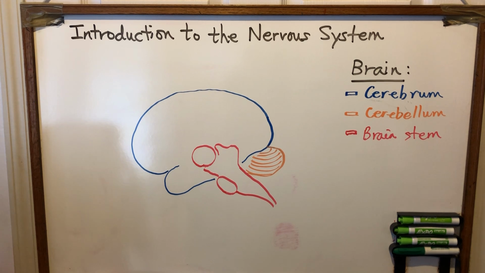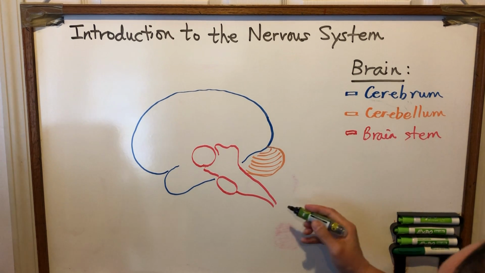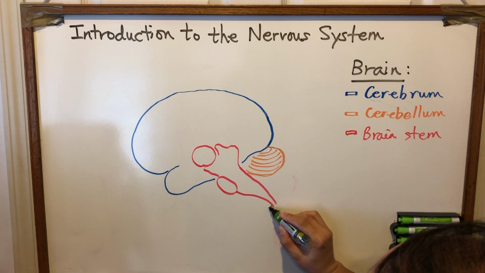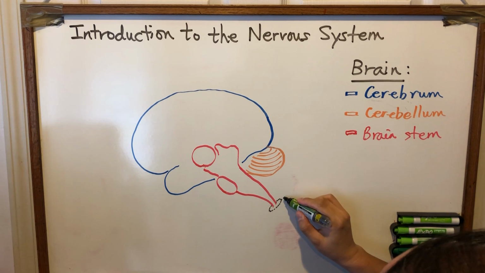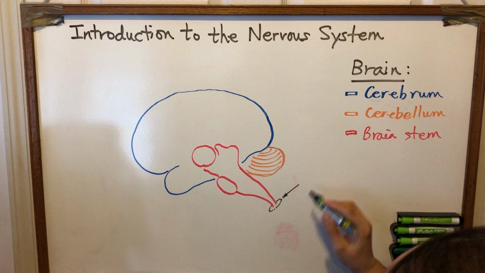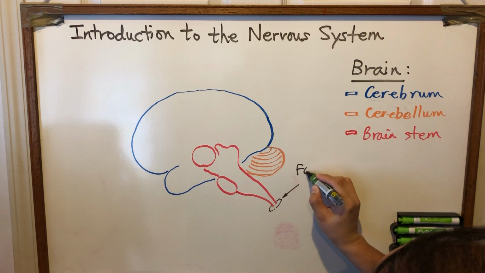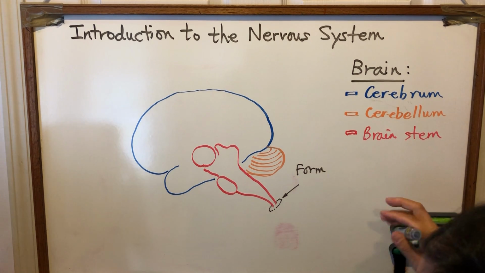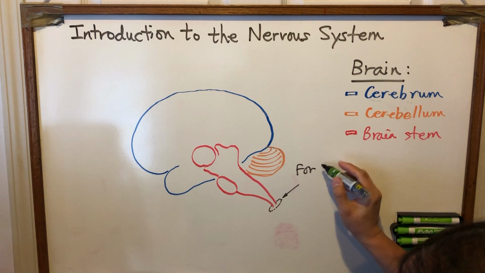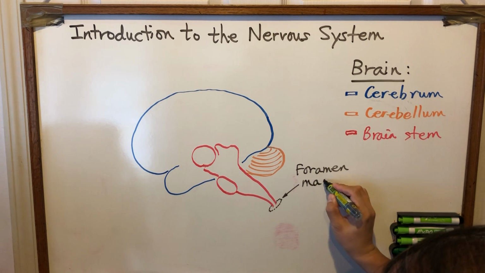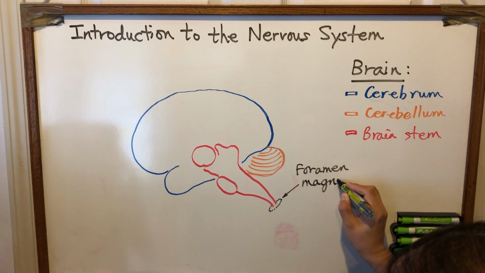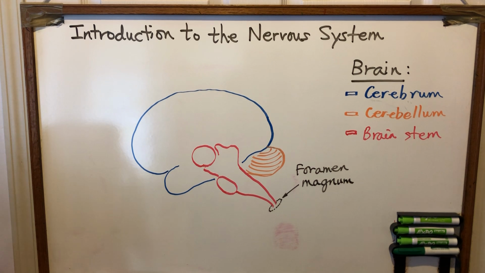And this brainstem will actually protrude at this opening here. If you remember from the skeletal system, when we learn about the human skull, there's a large opening at the base of the skull called the foramen magnum. And this brainstem will actually pass through the foramen magnum. The word foramen means an opening, magnum means large. And once you pass through that opening, it's no longer the brainstem, in fact.